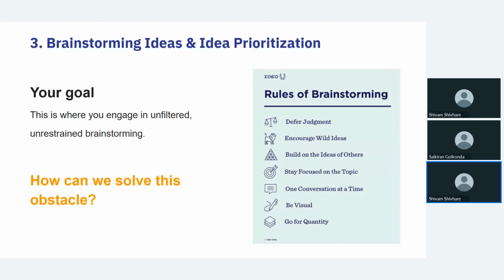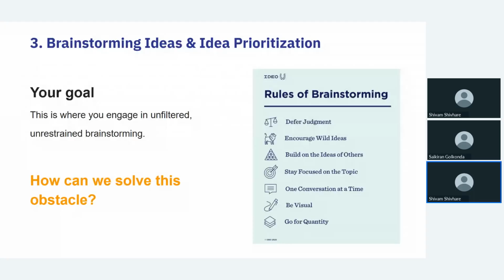There are some rules for brainstorming, which are: defer judgment, encourage wild ideas, build on the ideas of others, stay focused on the topic, one conversation at a time, be visual, go for quantity. So while brainstorming, we have to follow all these steps.